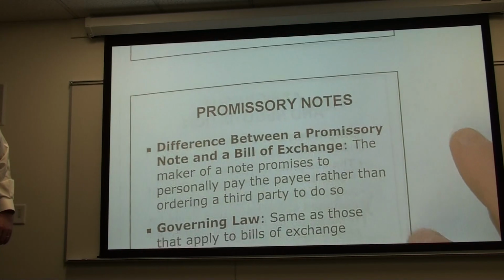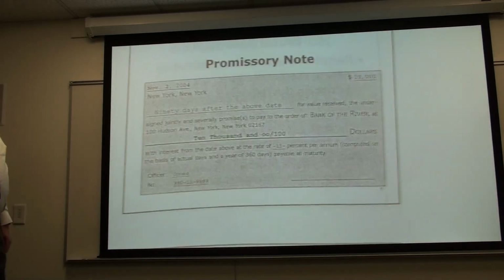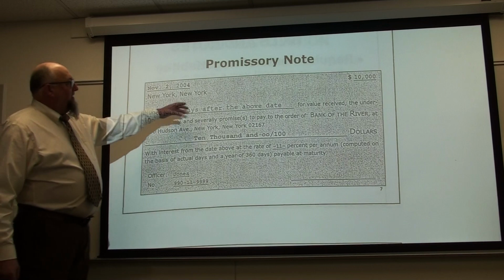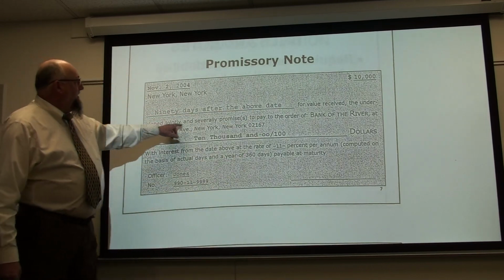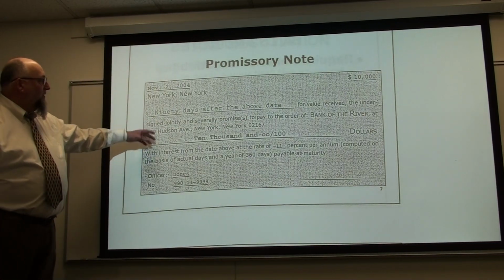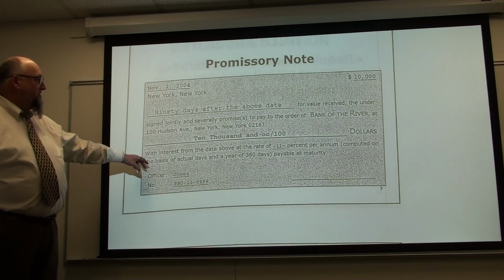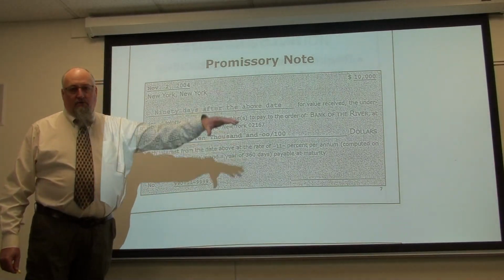So we're here on page 52. This is kind of what a promissory note looks like. So you see here, $10,000, 90 days after the above date, the undersigned jointly and severally promises to pay to the order of the Bank of the River in New York $10,000 with interest at a rate of 11%. So it's a promise to pay in the future.